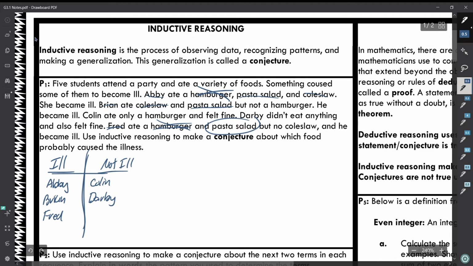So I'm thinking probably pasta salad, but to make sure, let's check that Colin and Darby didn't eat pasta salad. Okay, Colin ate only a hamburger and felt fine. Darby didn't eat anything. So since all 3 of the people who got sick ate, the only thing they have in common is pasta salad. Alright. That means that we can probably make a conjecture that pasta salad caused the illness.